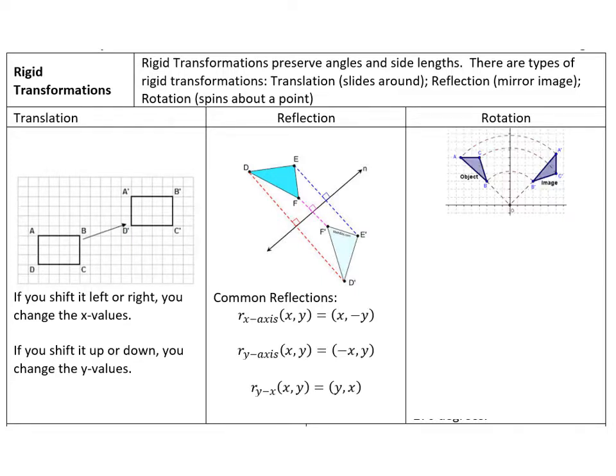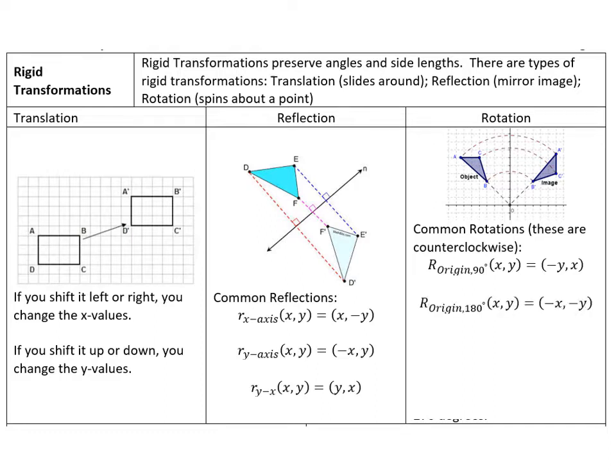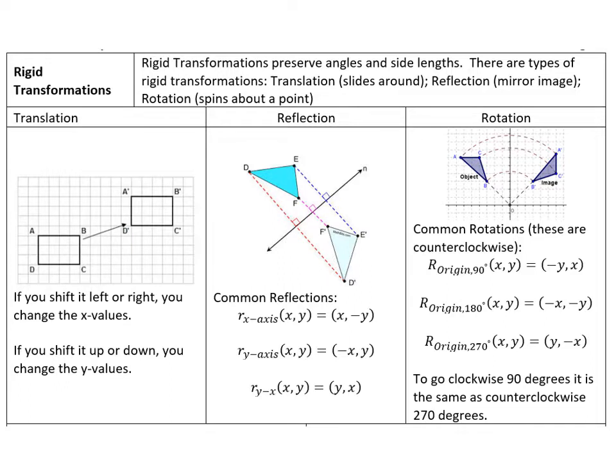Also rotation, usually it's always about a point, and we usually talk about it going counterclockwise. If we rotate 90 degrees about the origin counterclockwise, the new ordered pair would be: switch x and y and change the sign of the y value. About the origin and 180 degrees, we just change the signs of the x's and the y's. About the origin, 270 degrees, x and y switch, but the x changes its sign. And to go clockwise 90 degrees, notice this is clockwise, that would be the same as counterclockwise 270 degrees.